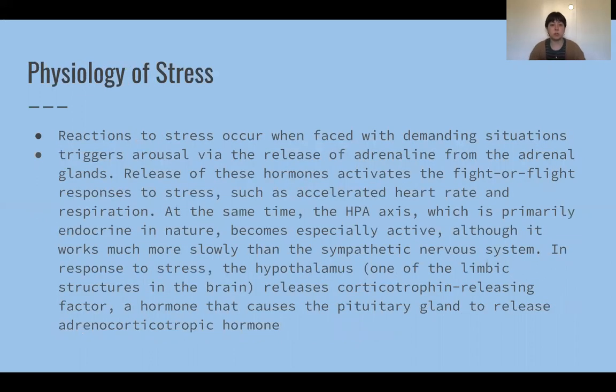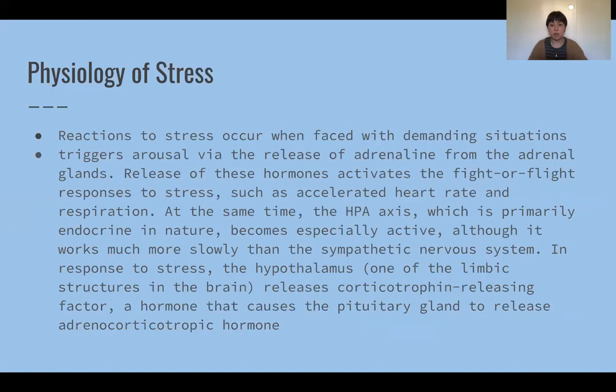Okay, so the physiology of stress. So reactions to stress occur when we're faced with demanding situations. So how it works is, the stress triggers arousal via the release of adrenaline from the adrenal glands. Release of these hormones activates the fight or flight response to stress, such as accelerated heart rate and respiration, when you get nervous and you have adrenaline.